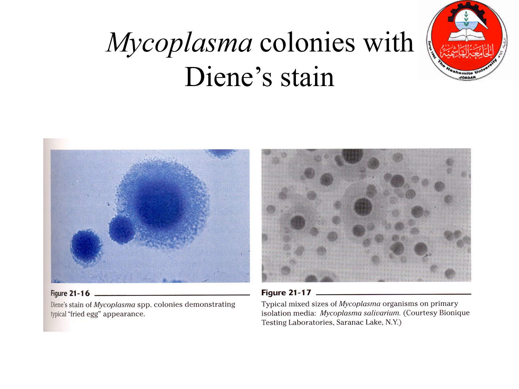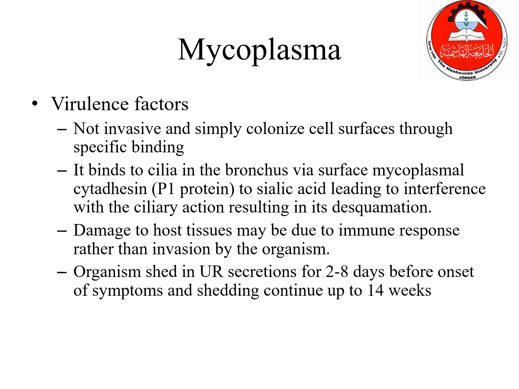Also, there's a way of staining with the Diene stain, and it's going to give the fried egg appearance as well. The mycoplasma has multiple virulence factors. It's not invasive and simply colonizes cell surfaces through specific binding. So it binds specifically to the cilia in the bronchus via the surface mycoplasmal cytoadhesion or the P1 protein to sialic acid receptors, leading to interference with the ciliary action and resulting in its death and desquamation.